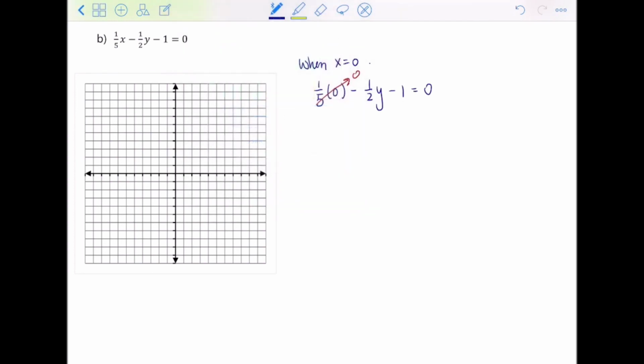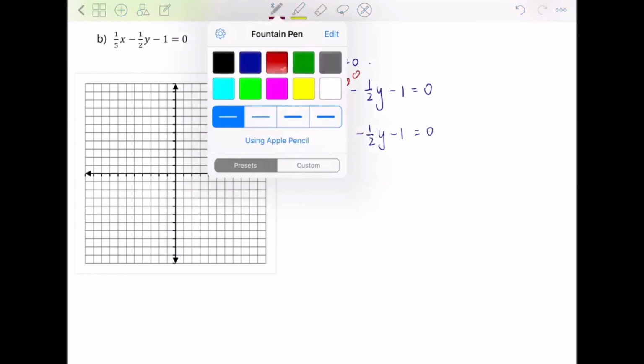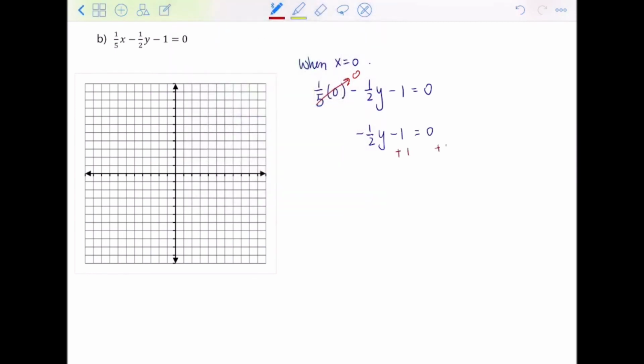So this becomes 0. We are left with negative 1/2 y minus 1 equals 0. Let's add 1 to both sides to remove that constant. So we have negative 1/2 y equals positive 1. Then we're going to get rid of the coefficient by multiplying both sides by negative 2. So we have positive y equals negative 2. So the y-intercept happens at 0 and negative 2.